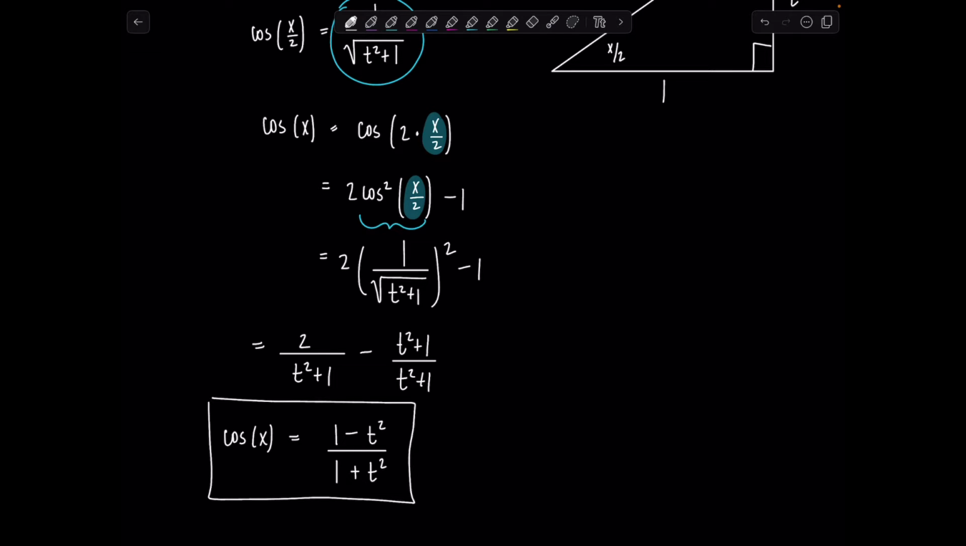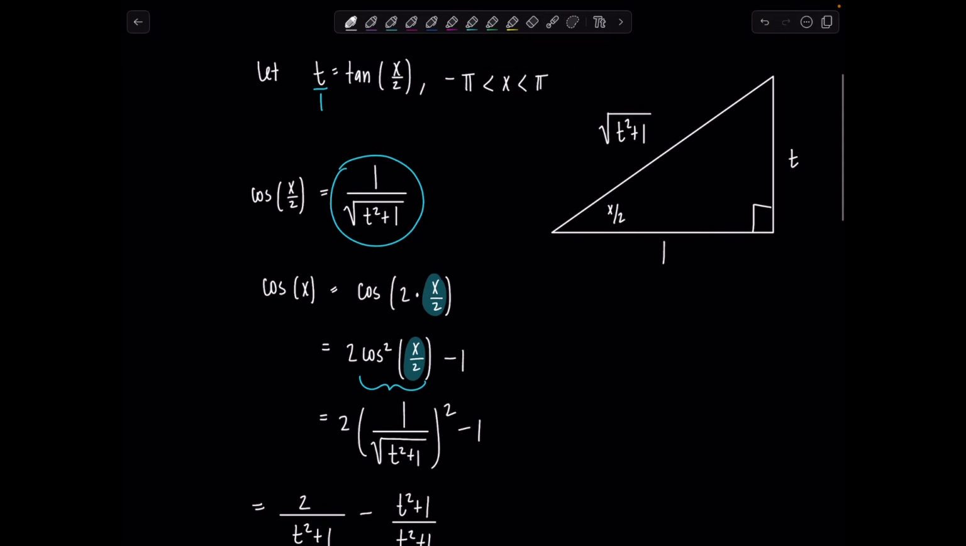Interesting, huh? Okay, similar process we're going to use now to find sine of x. So let's hop back to our triangle. And I know sine of, first I have to start with x over 2. Sine is the ratio of the opposite side over the hypotenuse. So sine of x over 2 is going to be t over radical t squared plus 1.